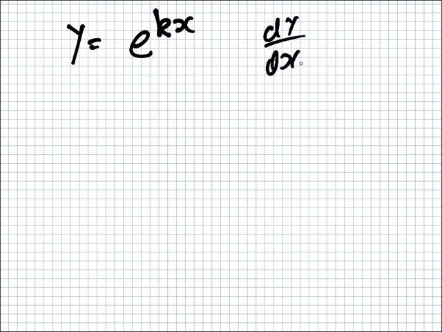Okay, so let's look at the other rules. These rules, we won't look at the proofs. They follow the same idea. You use first principles and you can prove them. So the first rule we've done, here's the next one. If you have y equals e power kx, then the derivative here, I wonder if anyone knows it, k e kx.